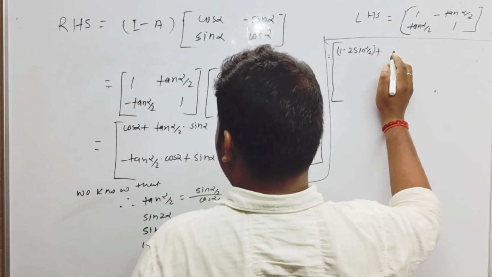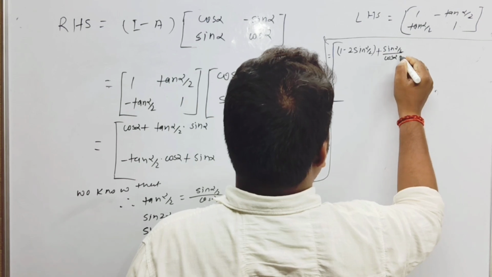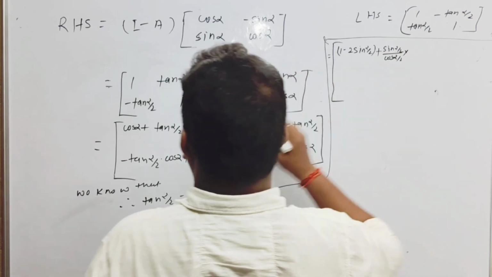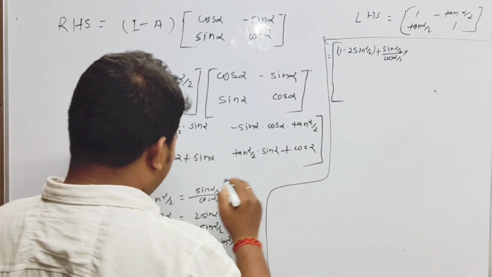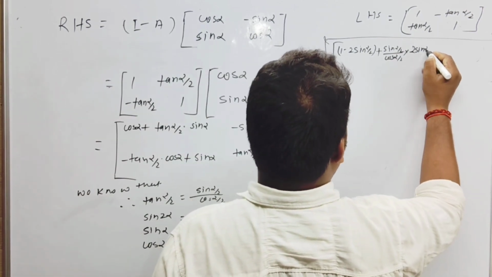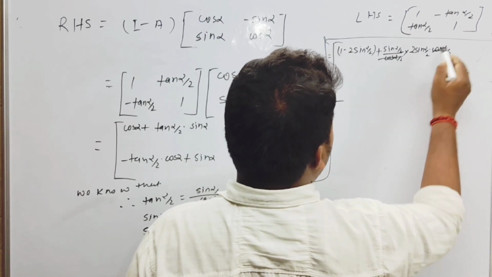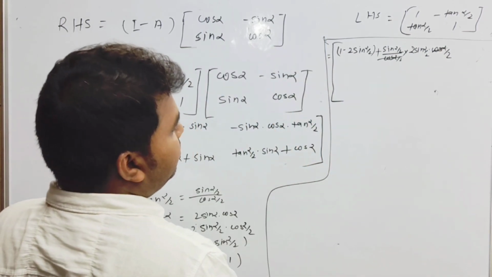plus sin alpha by 2 by cos alpha by 2 into sin alpha, equal to, we can write 2 sin alpha by 2 into cos alpha by 2. Then we have to cut this.